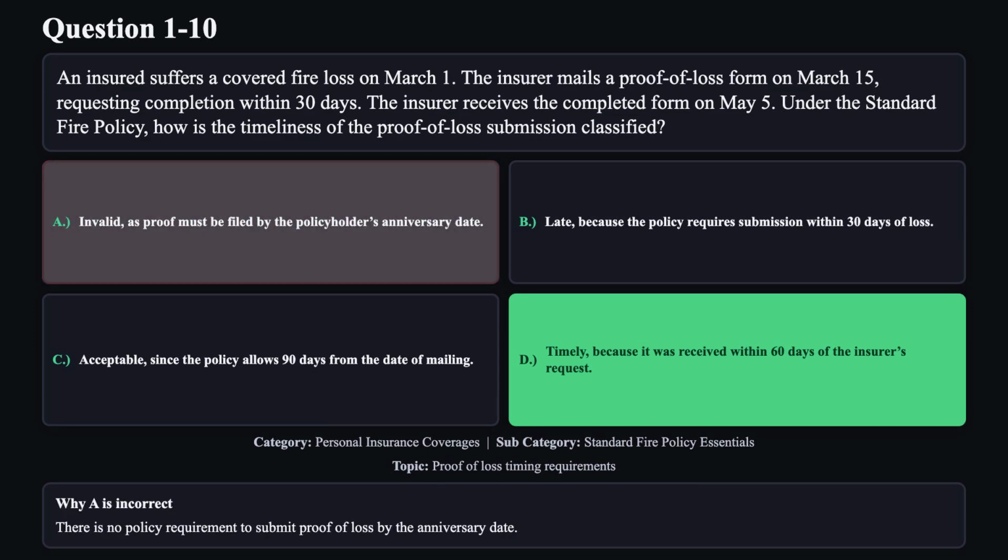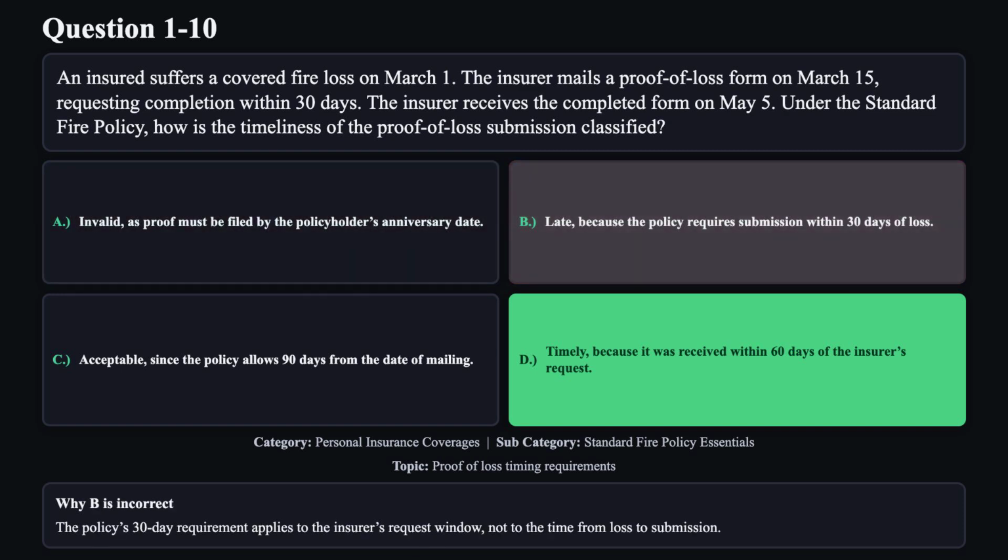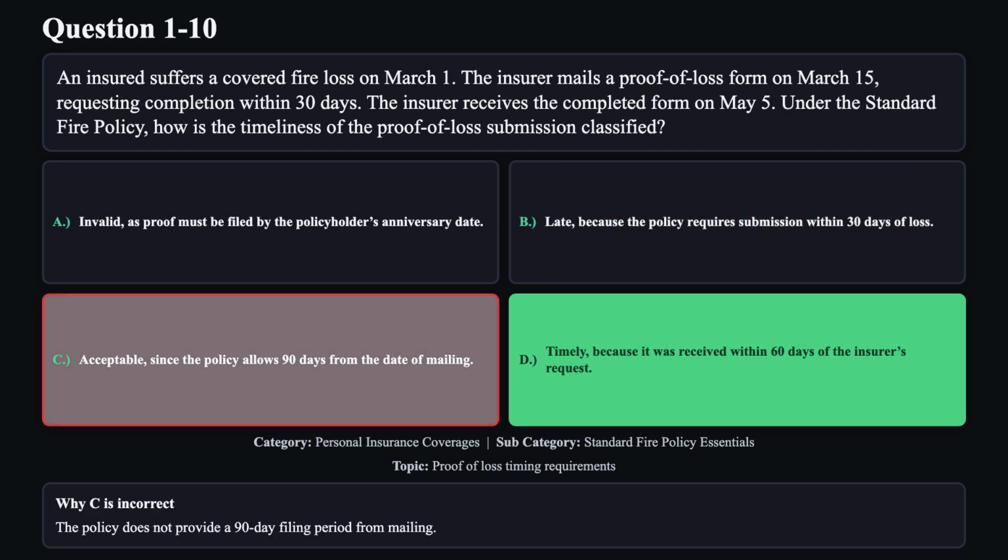Reason A is not correct. There is no policy requirement to submit proof of loss by the anniversary date. Reason B is not correct. The policy's 30-day requirement applies to the insurer's request window, not to the time from loss to submission. Reason C is not correct. The policy does not provide a 90-day filing period from mailing.